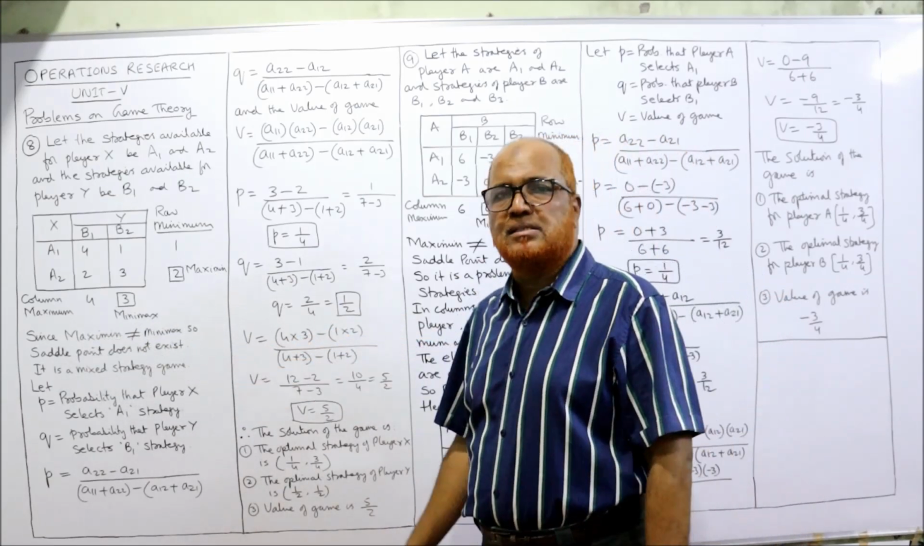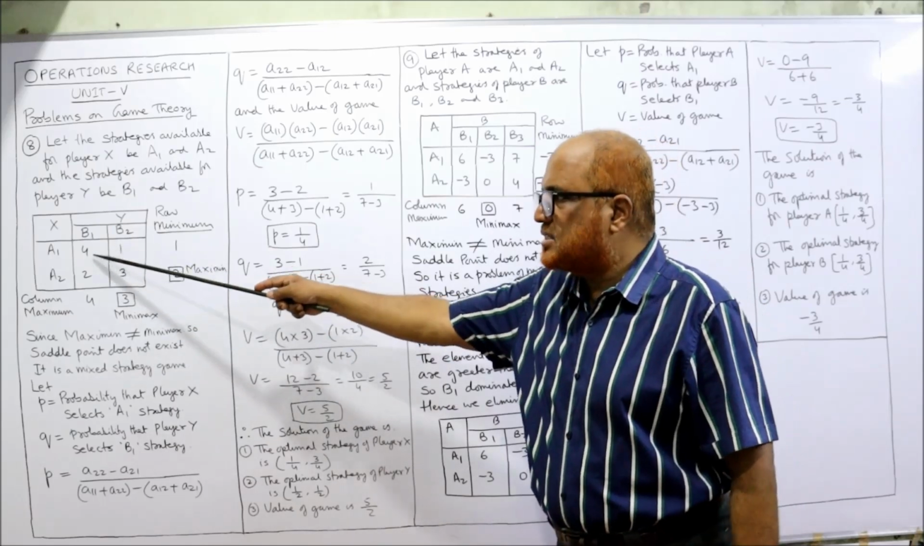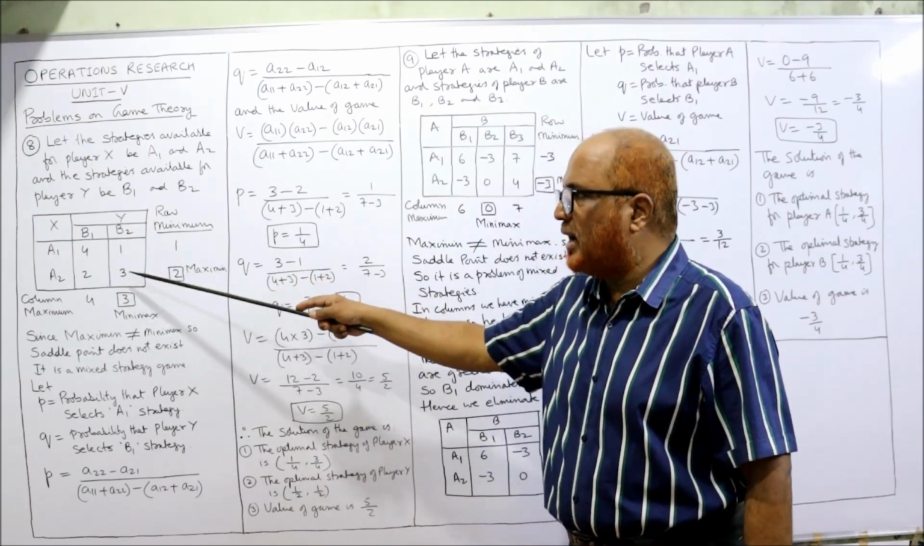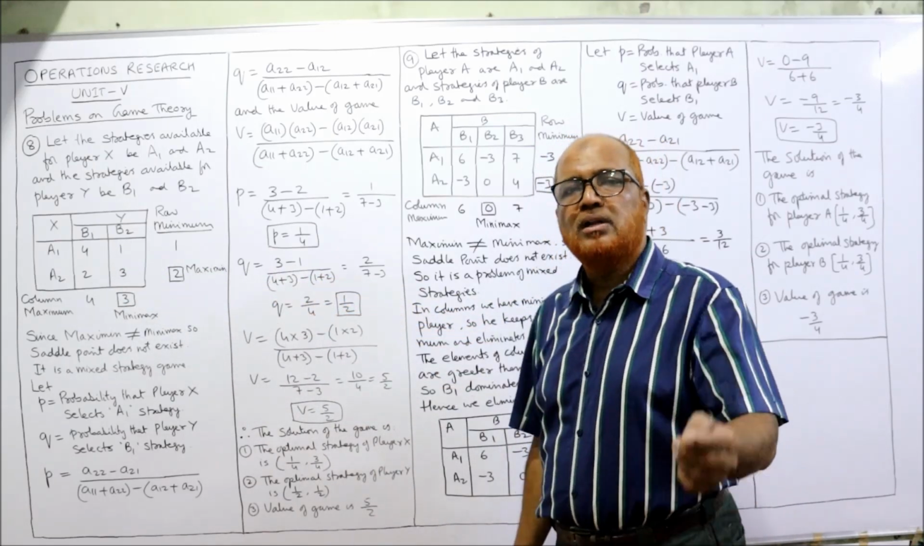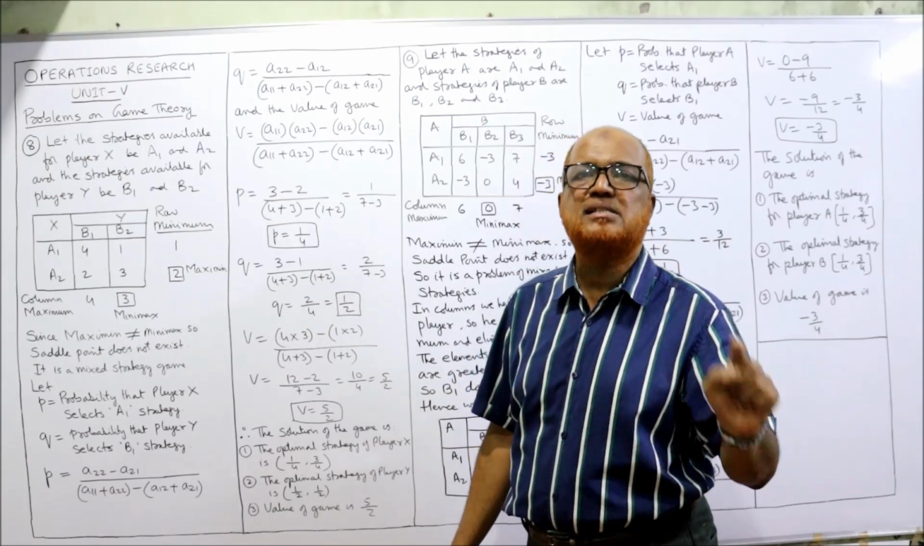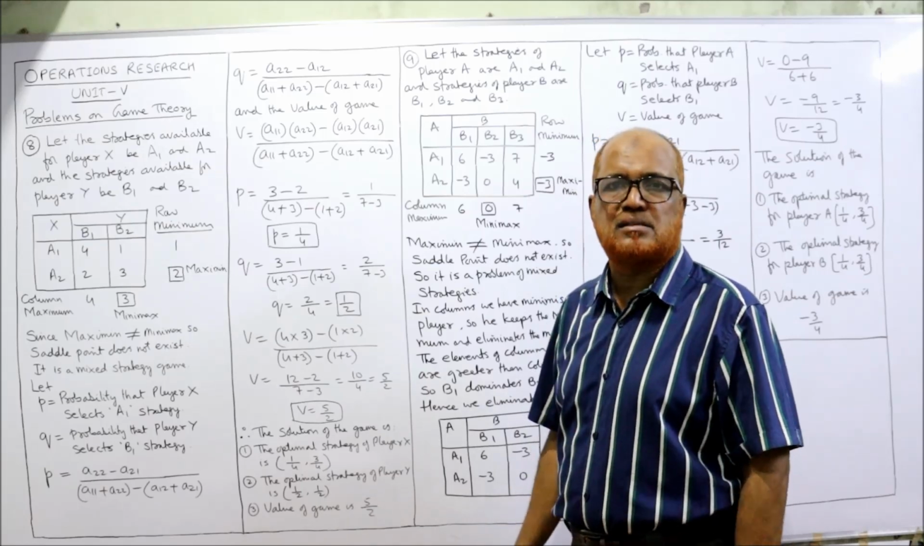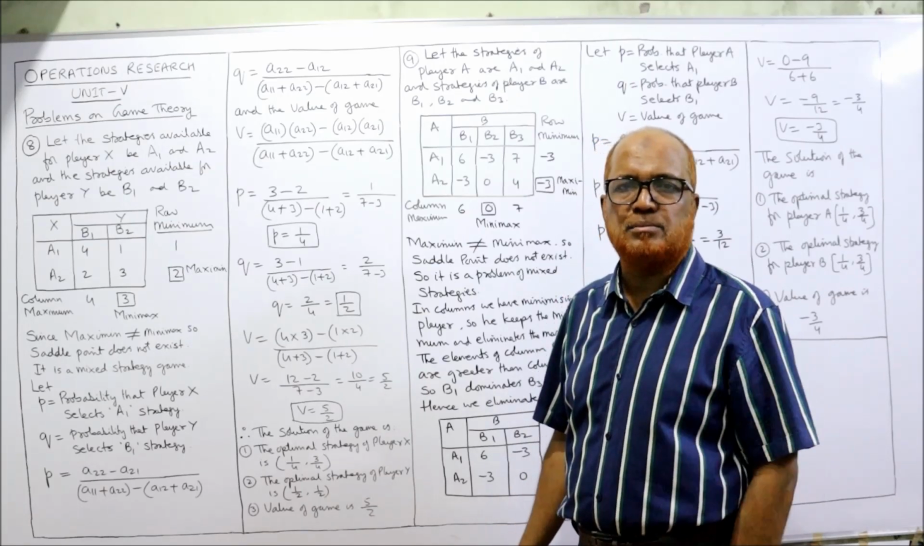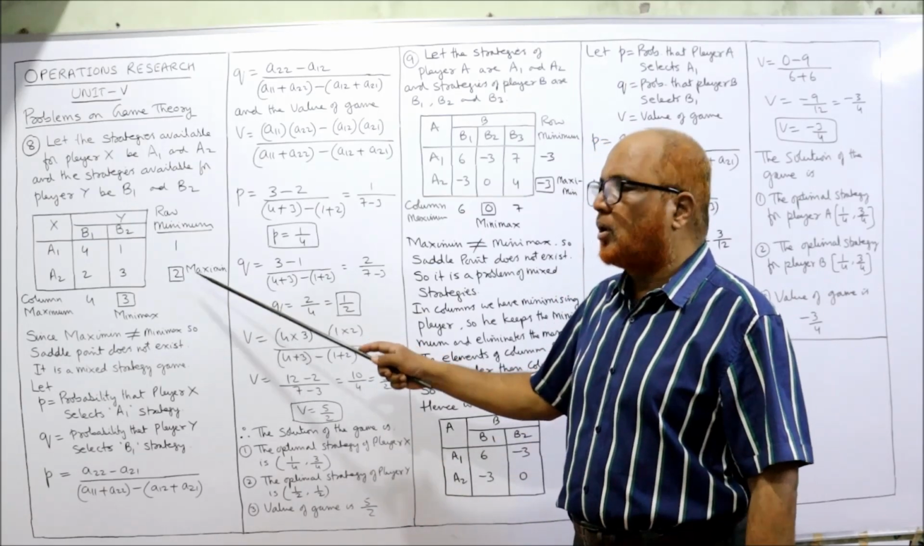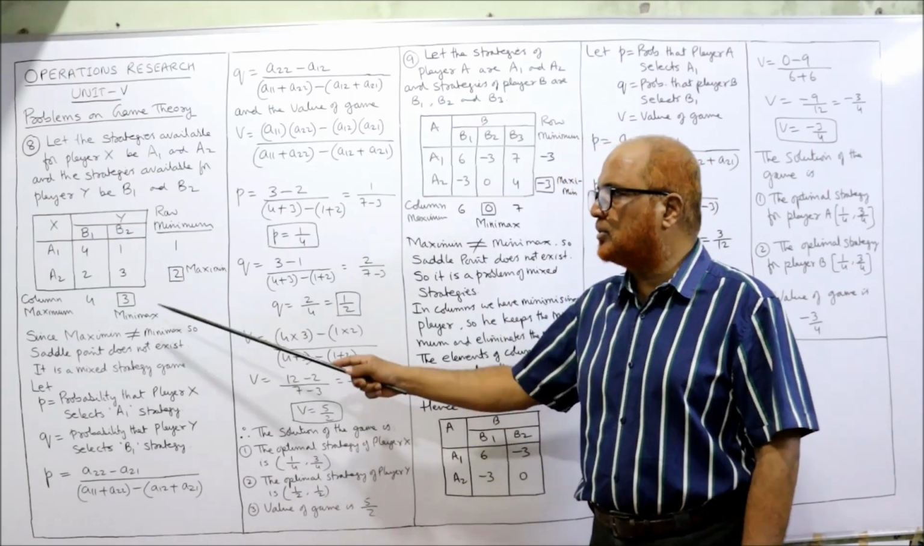Similarly, column maximum. The first column maximum is 4. The second column maximum is 3. What is the minimum among these maximums? 3. This is called minimax, minimum among the maximums. Now see, maximin we got 2 and minimax we got 3.